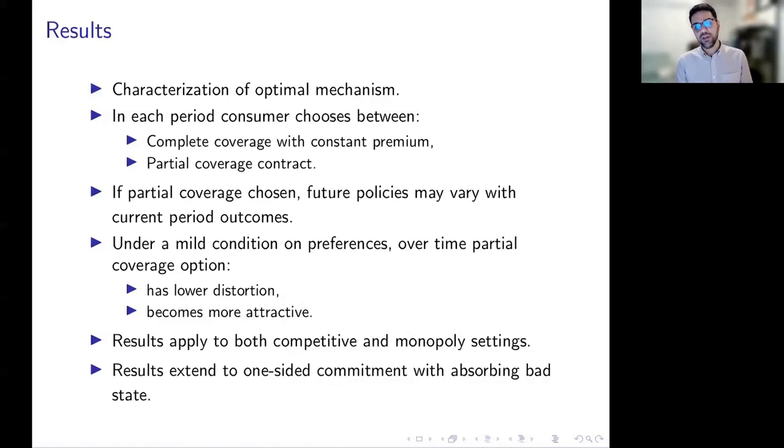And the results extend to a model with one-sided commitment if the bad state in my environment, which you can think of as being high risk, is an absorbing state. This means that once agents become sick, they stay sick, or they develop a condition that's going to be permanent and they can't recover and become healthy again. Then the optimal contract with two-sided commitment is in fact robust to the possibility of exit on the side of consumers.